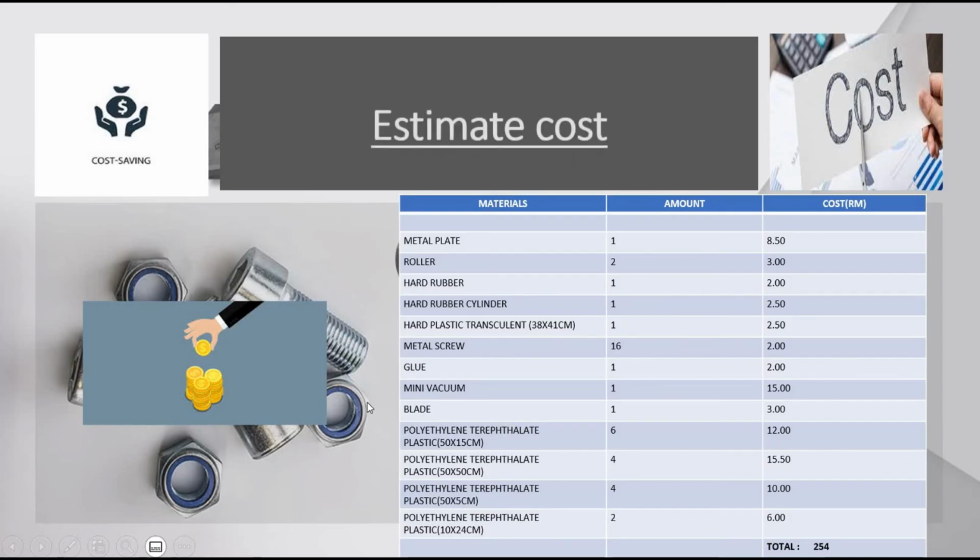So this is the estimated cost that we use in this project. So the total one is 254 ringgit Malaysia. So that's all from me.